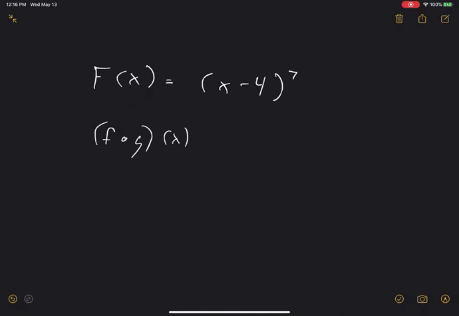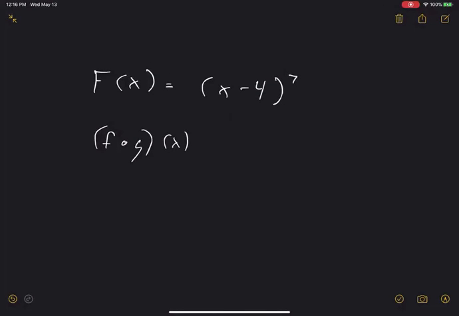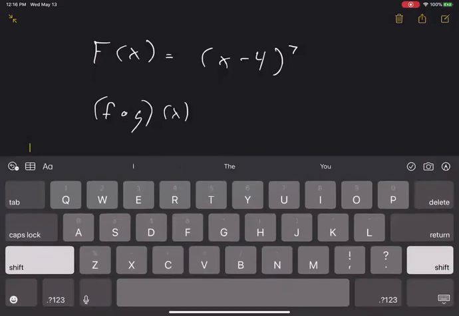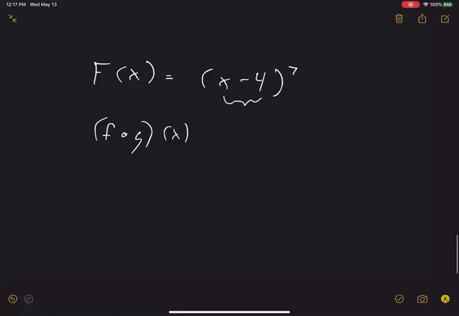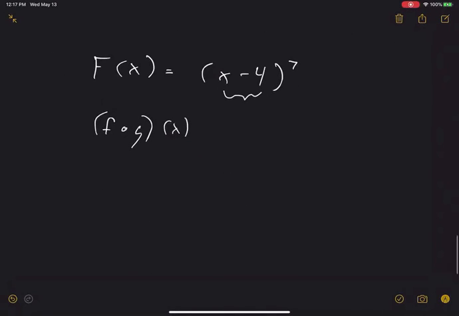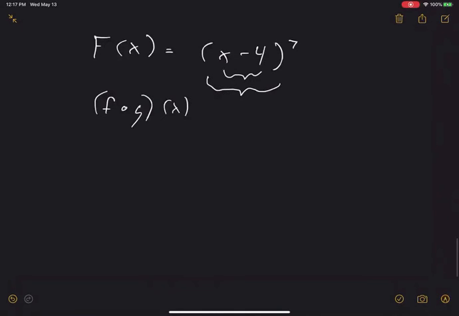section 5.5 for U-substitution. Okay, so in U-substitution, we were looking for functions inside of functions, right? So we're doing this. It's the same thought process here. What's the function inside the function? Okay, so let's see. I have x minus 4 here, right? That's a function, and it's inside this larger function, blank to the power 7. Okay, so let's call g of x this x minus 4.